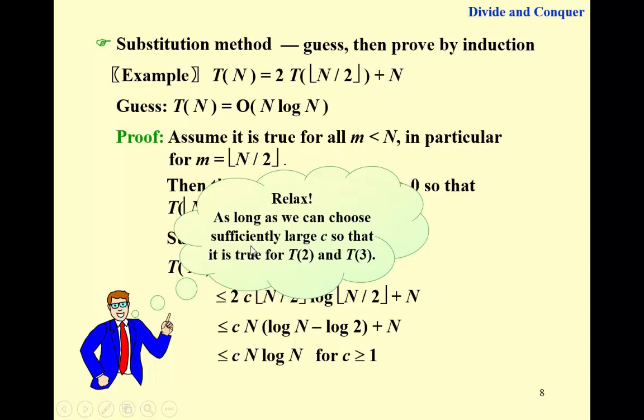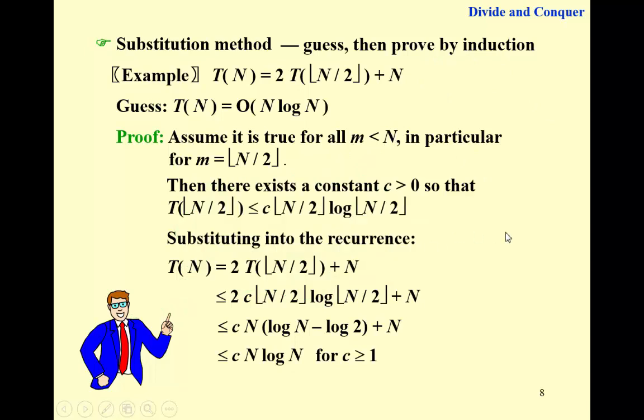As long as we can prove that for sufficiently large constant c, it is true for either t of 2 or t of 3 for small numbers. Okay, we can start from any sufficiently small numbers and say if this is true for a small number, and then we assume that this is true for all m which is strictly smaller than n, and if we can prove that it is true for this n, then still it works.